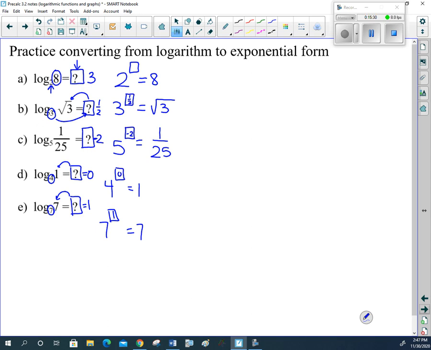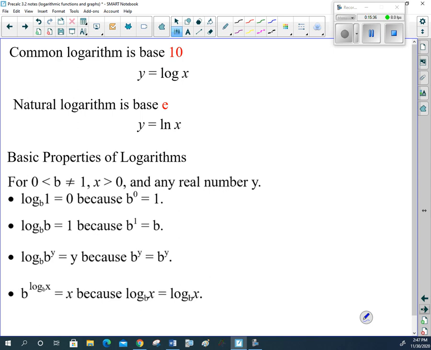Okay, so we should be able to take something and go from log form to exponential form and vice versa, from exponential form to log form. So why does all this work? We've got all these properties down here of logarithms. So two things you need to know. Common log is base 10. So when you see something written log x and you're thinking, well, what's the base? I don't know. There's supposed to be a base right there. Okay, if I don't write it and I use the word log, then it's a 10.